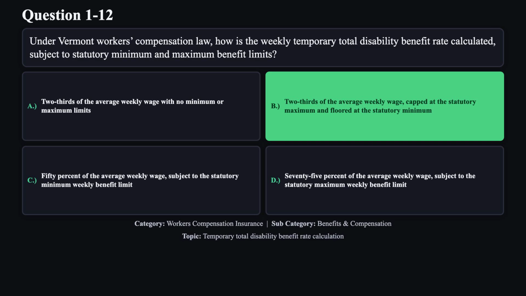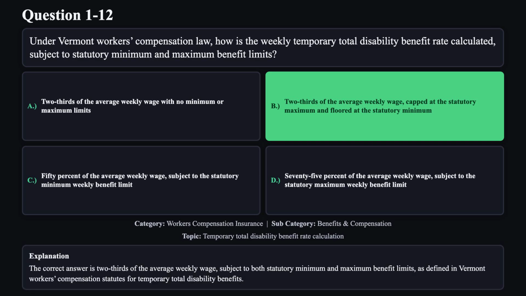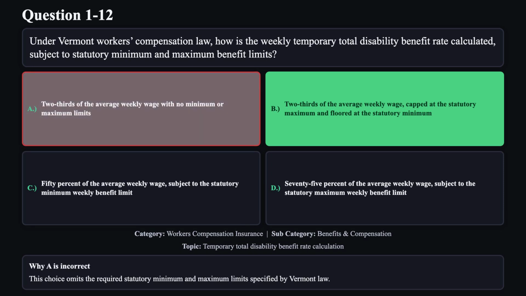The correct answer is B. The correct answer is 2/3 of the average weekly wage, subject to both statutory minimum and maximum benefit limits, as defined in Vermont workers' compensation statutes for temporary total disability benefits. Reason A is not correct. This choice omits the required statutory minimum and maximum limits specified by Vermont law.